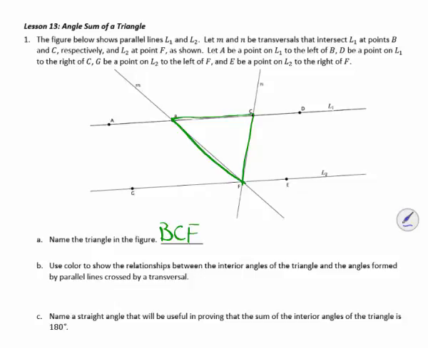We also have these two straight lines, line 1 and line 2, and then we have two different transversals. Then it says use color to show the relationships between the interior angles of the triangle and angles formed by parallel lines. All right, so I'm going to talk right here. Let me actually erase this stuff first.